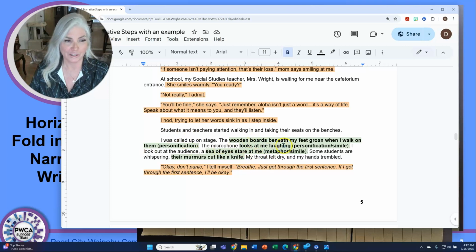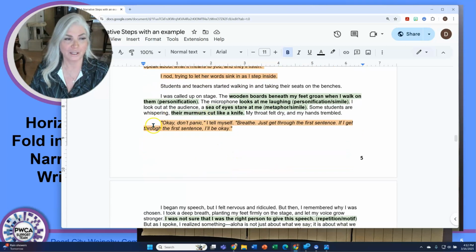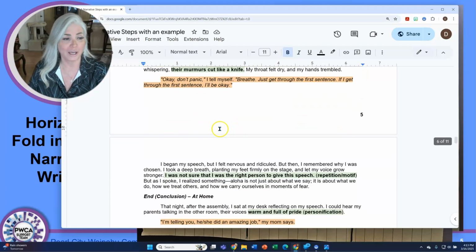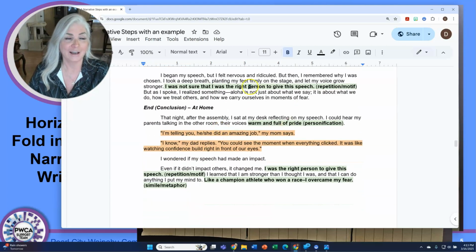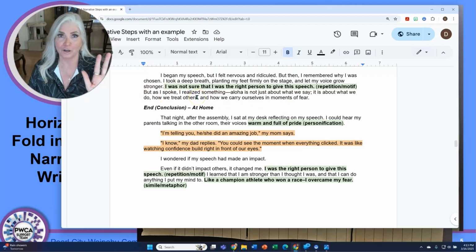And then we have all these literary devices when you're up on stage, but then you're going to talk to yourself. Okay, don't panic, I tell myself. Breathe. Just get through the first sentence. If I get through the first sentence, I'll be okay. And now that's all the dialogue that we were putting in the middle.